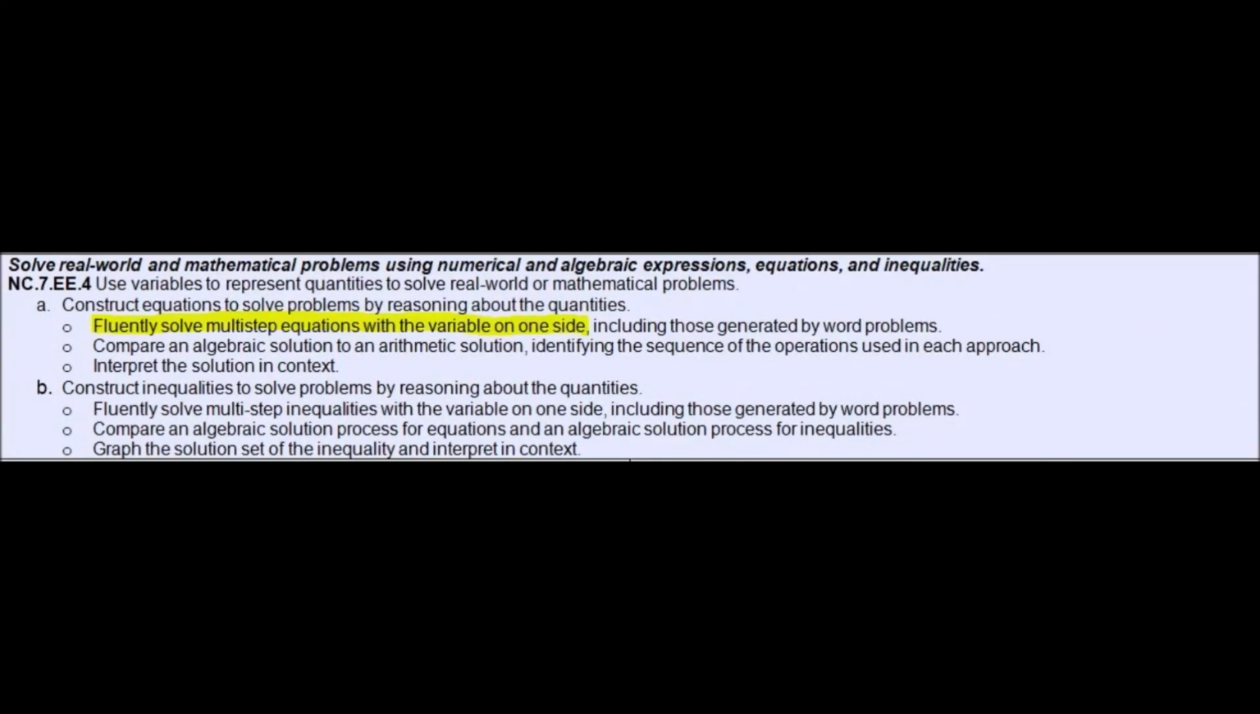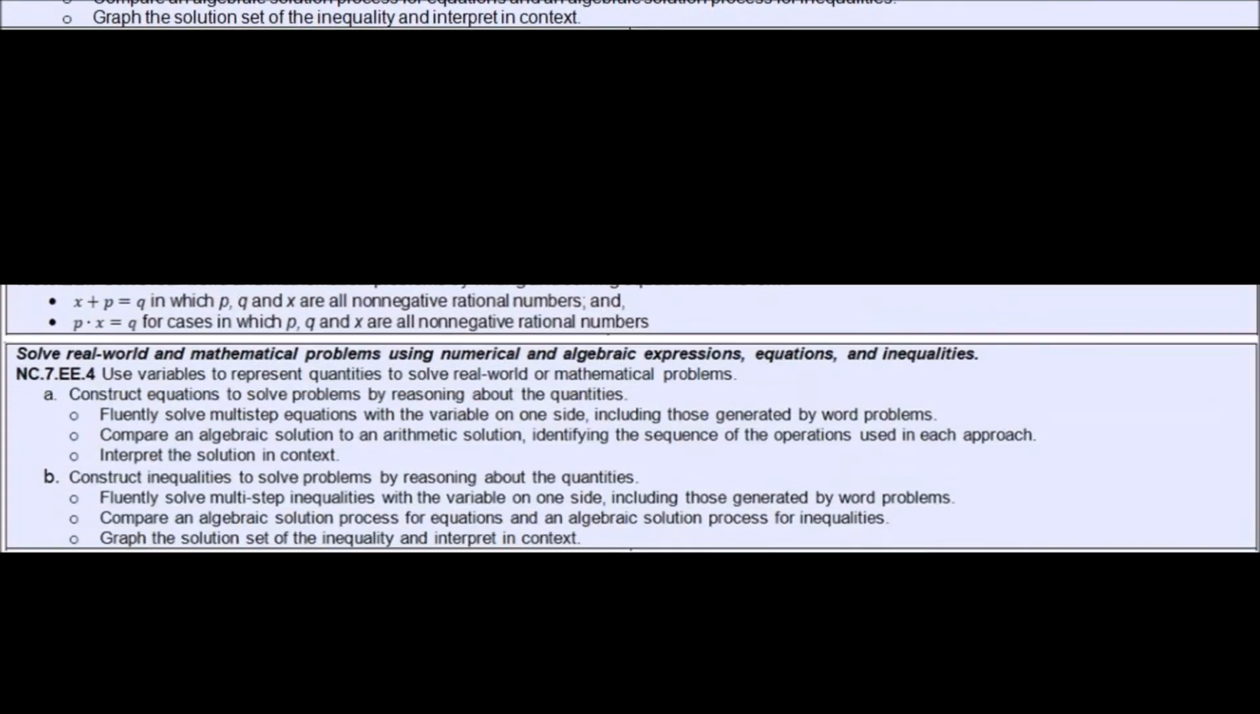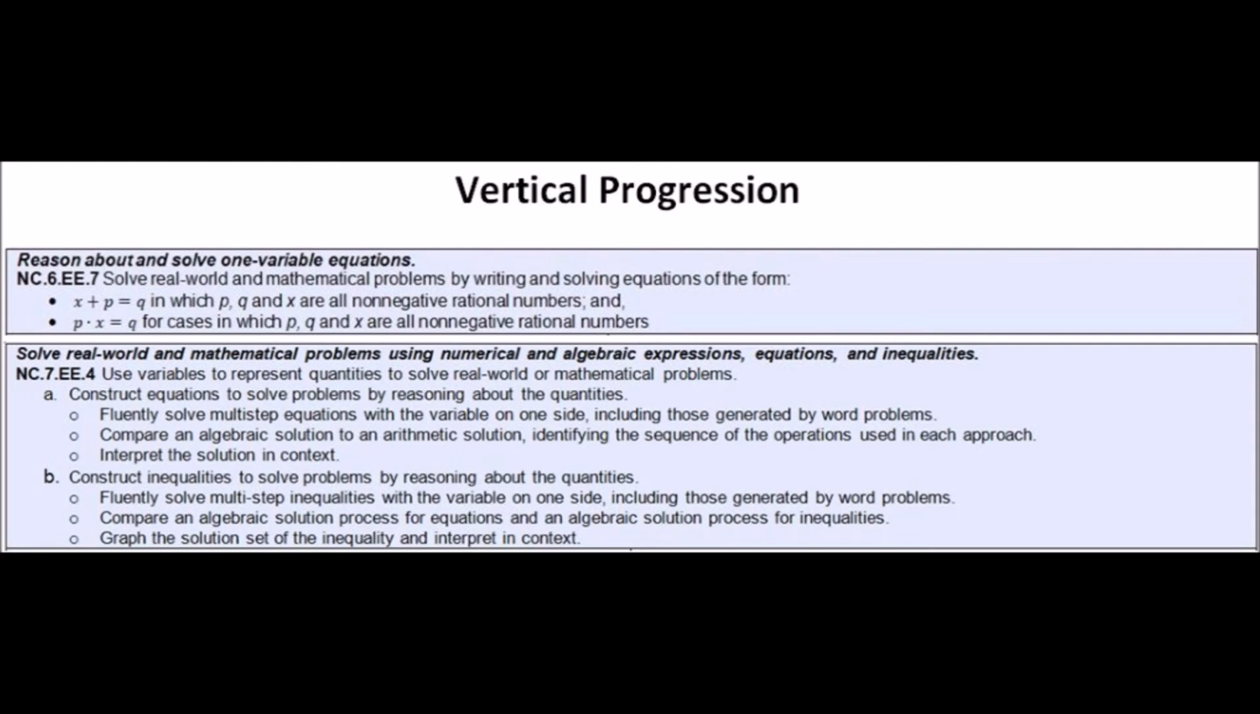To summarize, this video showed how to use a double number line strategy when covering 7EE4, fluently solve multi-step equations with the variable on one side. To show the vertical progression, we should back up to 6EE7. In 6th grade, students were solving real-world and mathematical problems by solving one-step equations with non-negative rational numbers.